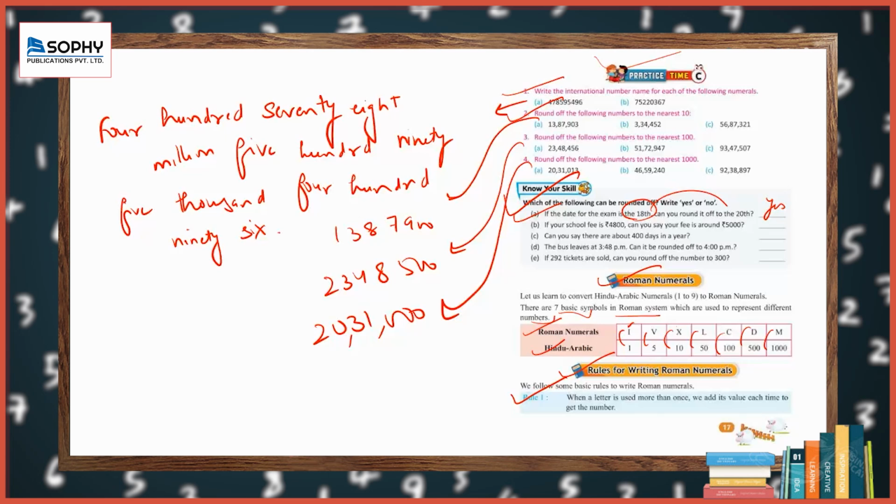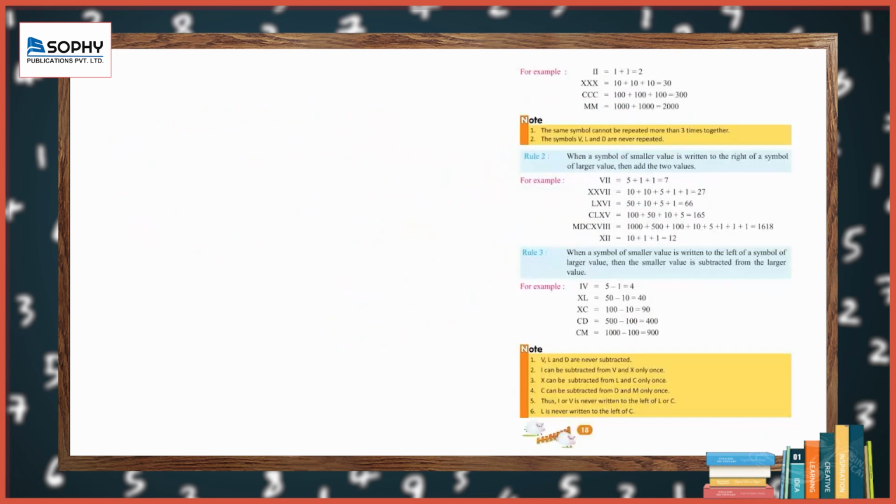Rule 1 is when a letter is used more than once, we will add its value each time to get the number. For example, II stands for 2, XXX stands for 30, CCC stands for 300 and MM stands for 2000. Always remember students, the same symbol cannot be repeated more than 3 times together.